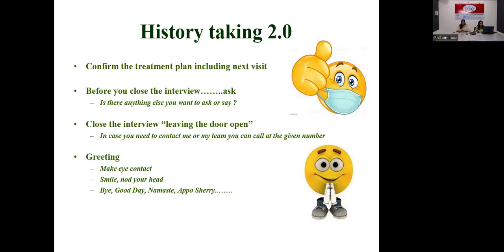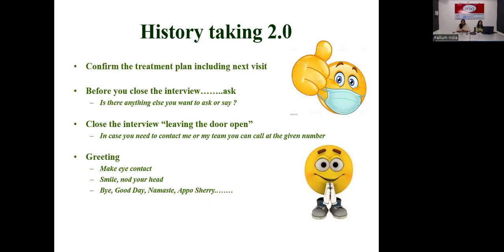Before you close the interview, ask: is there anything else you want to ask? There might be certain fears the patient has. How long am I going to live? Or is this going to take my life? Or there might be other things the person needs some insight into. So just before closing the interview, make sure you ask: is there anything else you want to know, anything else you want to ask or say, any other doubt that you need me to clear?